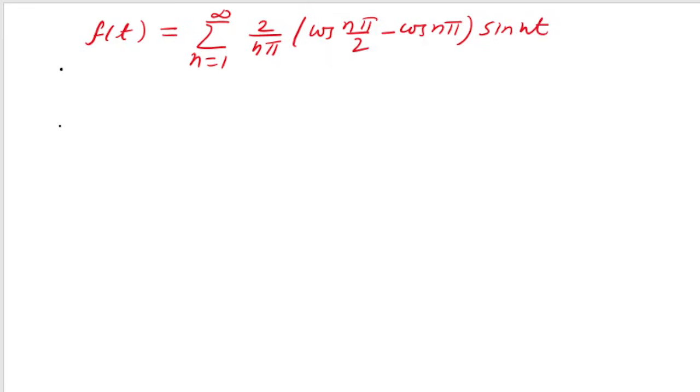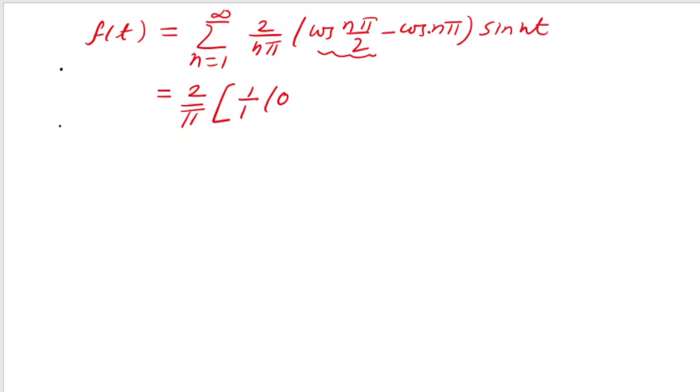If you want to leave it like this, fine, otherwise if you want to write it in the expanded form, I am writing. So 2 by pi is a constant, right? So I can take it out of the summation, and then for n is equal to 1, I will get 1 by 1, and what is cos pi by 2? If you take n is equal to 1, cos pi by 2 is equal to 0.